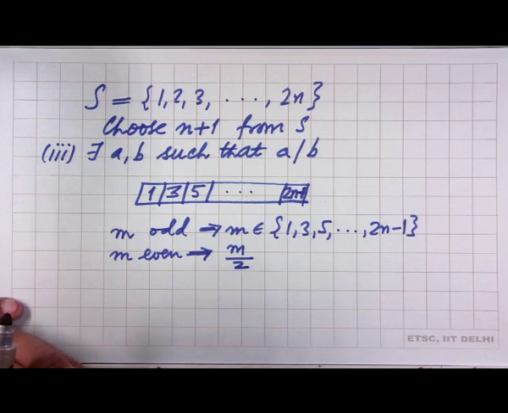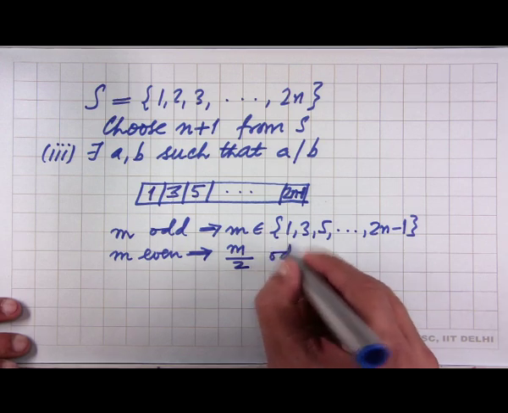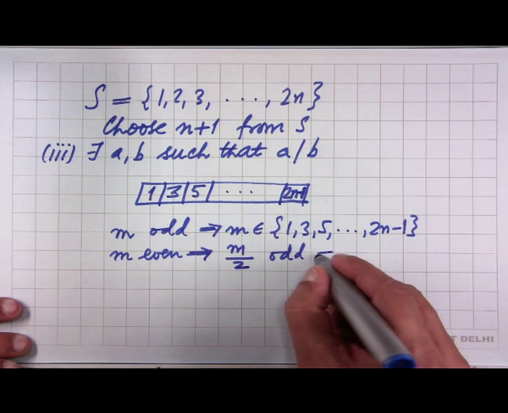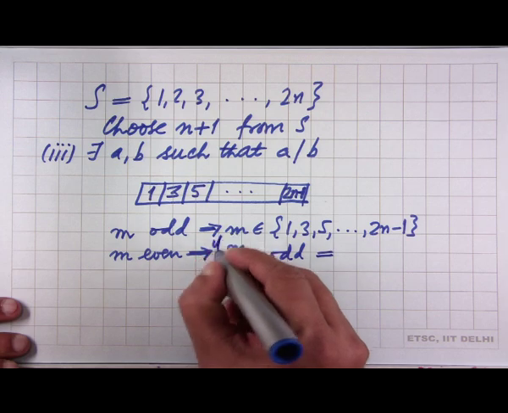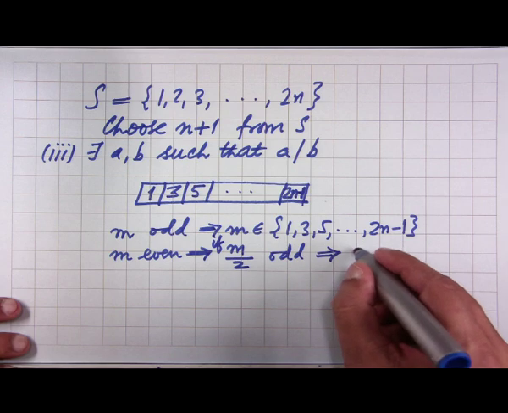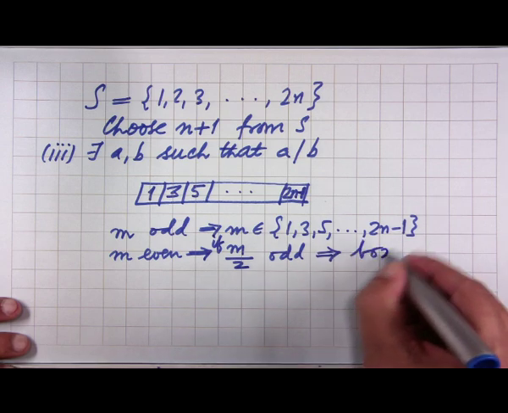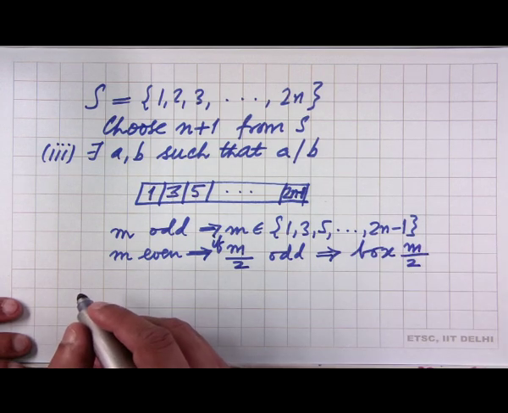If it is, do the same thing that I said in step 1. And if this is even, so if this is odd, then... so I should not write it like this. If this is odd, then place this in box m by 2. And if m by 2 is even, then you keep dividing.